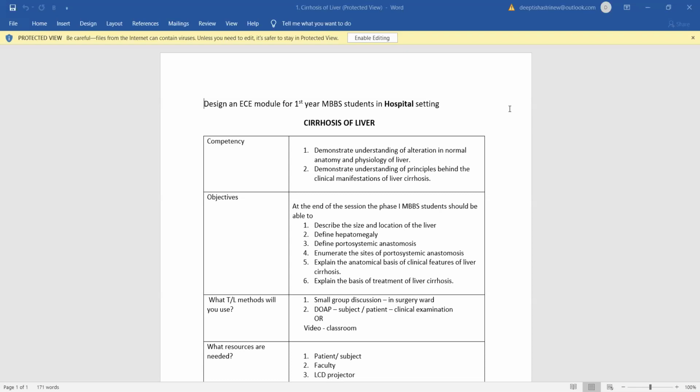Please go through the ECE module by MCI, which has been published by MCI. And whatever part is missing in this format, please add that, especially the observation guide, which is really important. Thank you, Sheila ma'am.